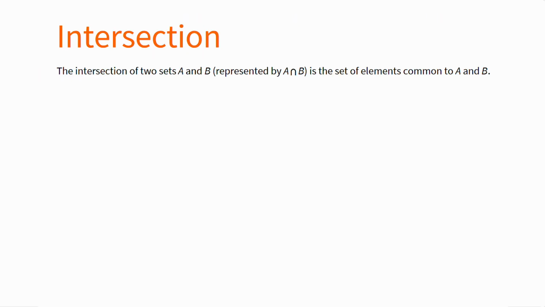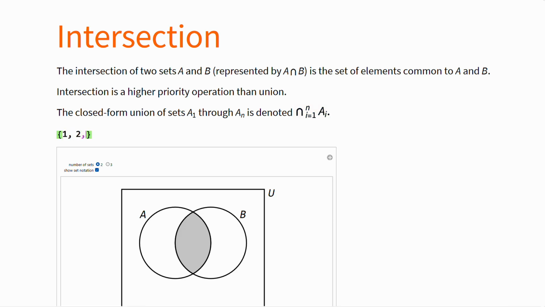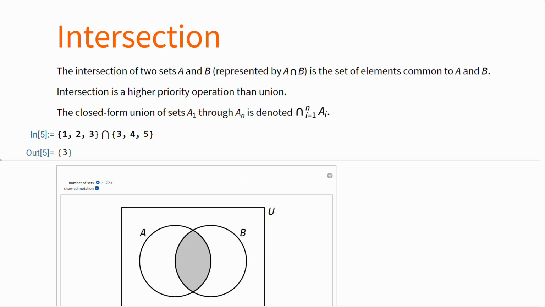The intersection of two sets, A and B, is the set of elements common to A and B. Intersection has a higher priority of operation than union. For intersection, you'll sometimes see it written in this form, which means the intersection of sets A1, A2, A3 up to AN. So in the sets 1, 2, 3, and 3, 4, 5, only 3 is common to both sets, and so the intersection is 3.